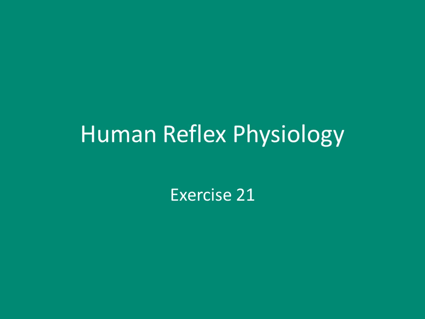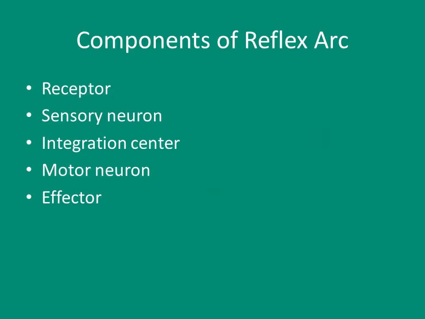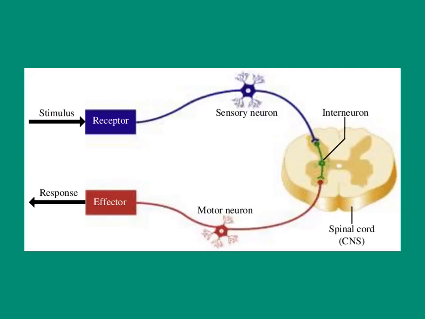Exercise 21 deals with human reflexes and the physiology involved with that. There are 5 major components of the reflex arc. There are the receptor, the sensory neuron, the integration center, also known as the association center, the motor neuron, and the effector.